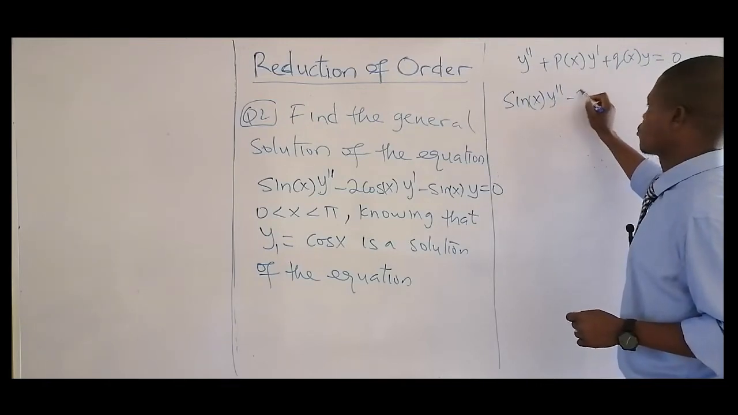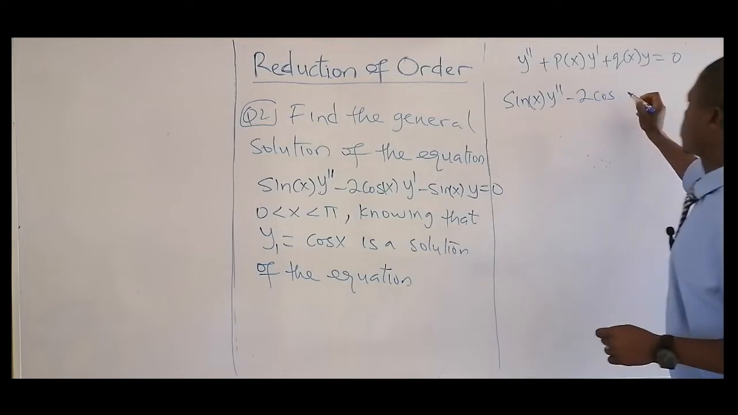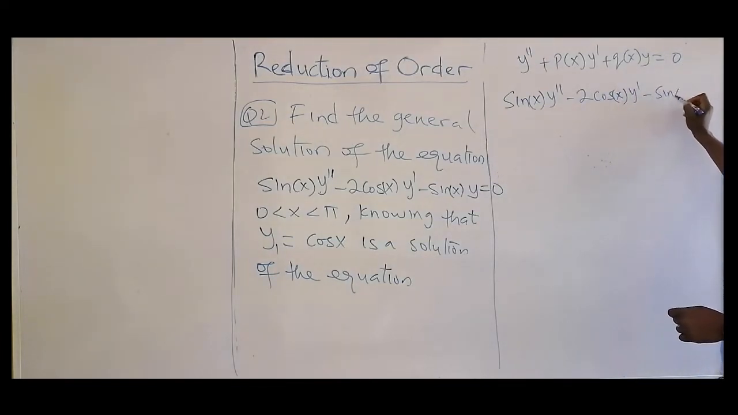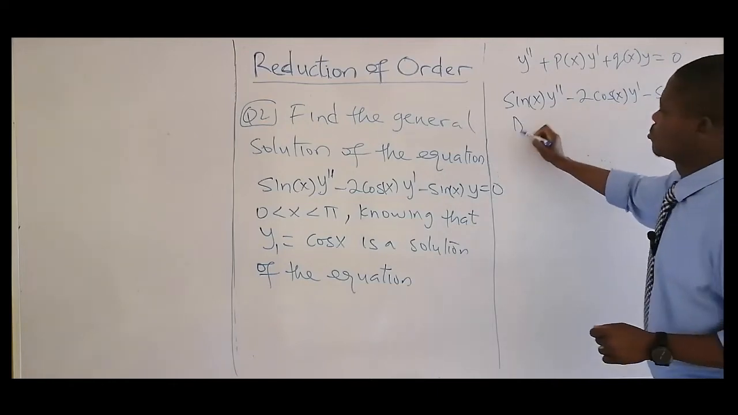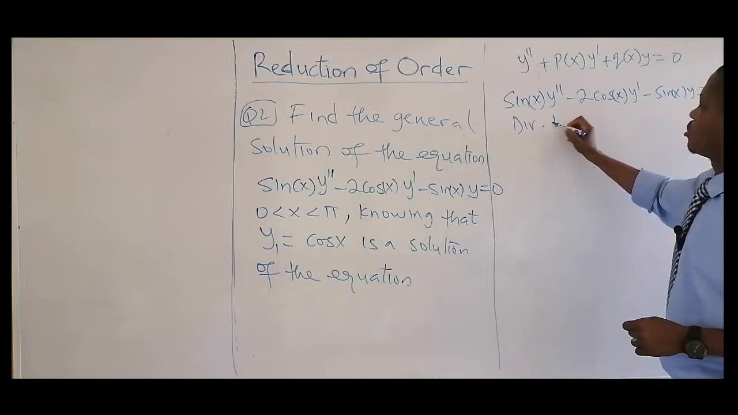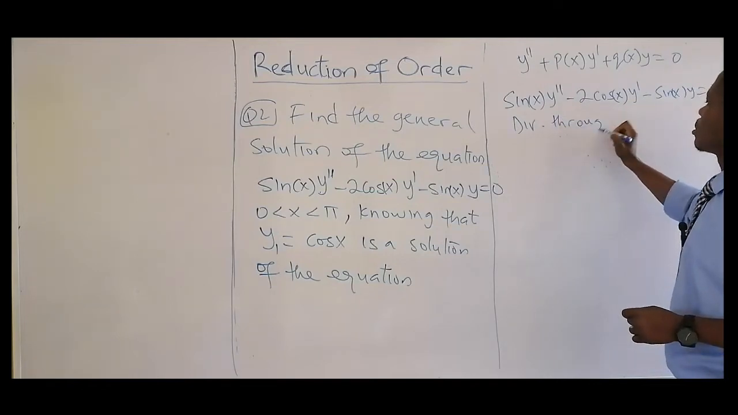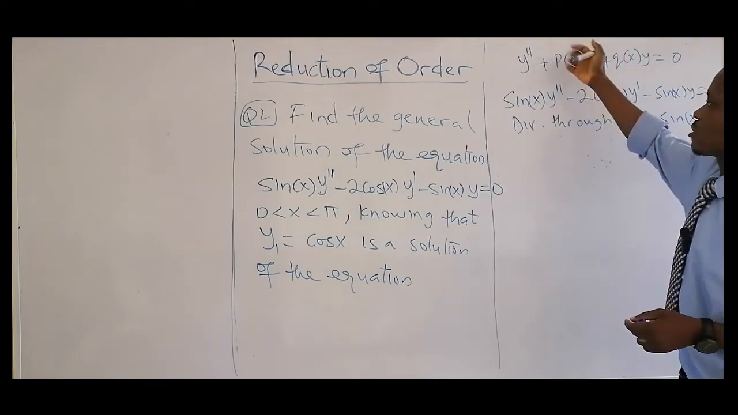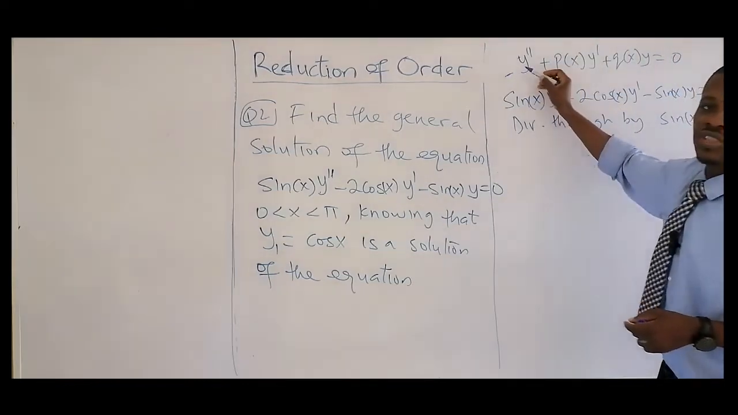times the second differential, minus cos x times the first differential, minus sin x times y equals 0. So divide through the equation by sin x. If you divide through, then it will conform to this standard. There shouldn't be any coefficient on your second differential.